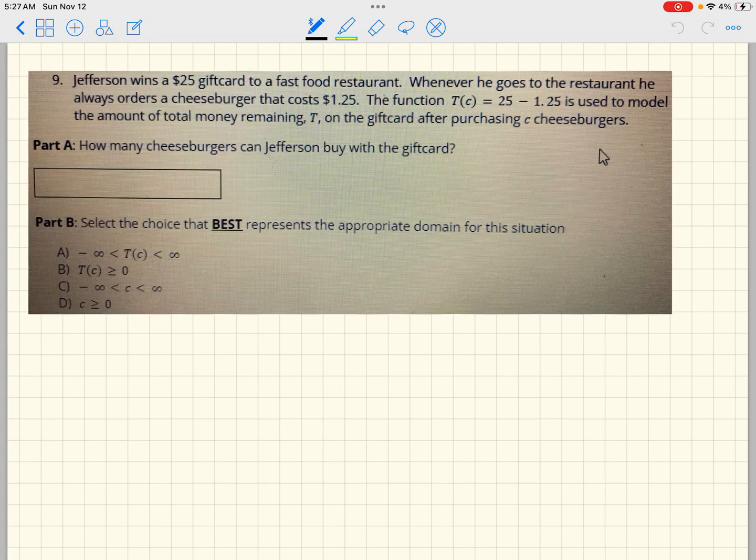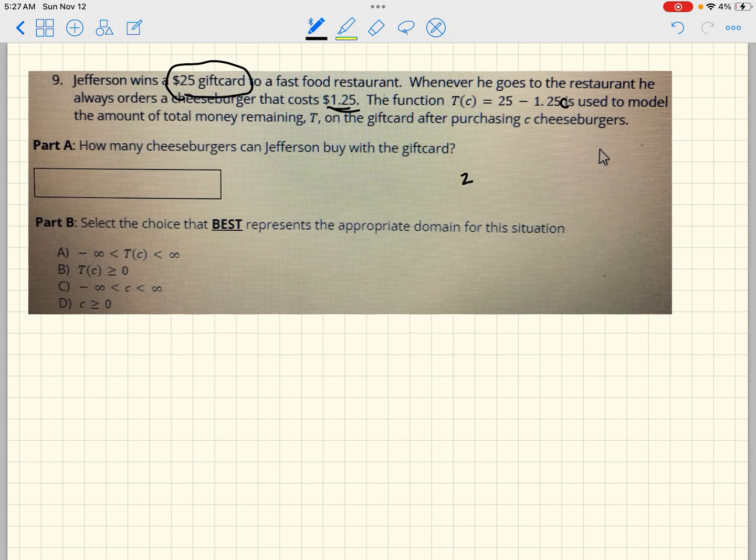In this problem, they give us the equation, saying we have a $25 gift card and then we're ordering cheeseburgers that cost $1.25 each. Okay, so first of all, there's a little typo here. This should say 1.25C, so my mistake there. Okay, so what we have to do is, it says, how many cheeseburgers can he buy with the gift card?